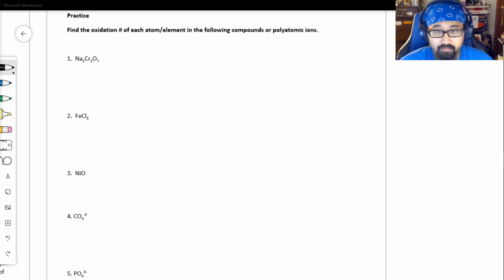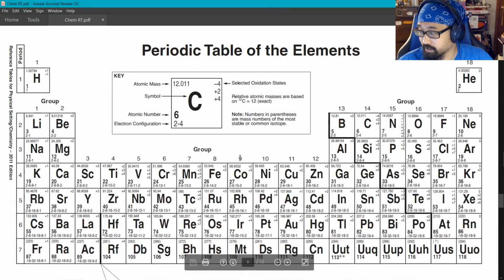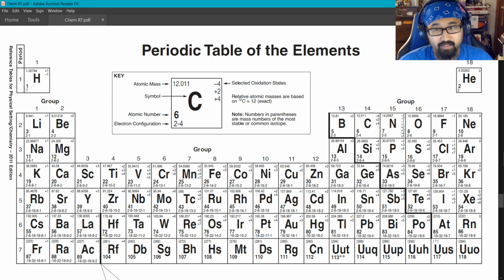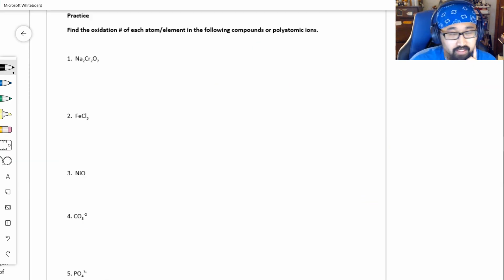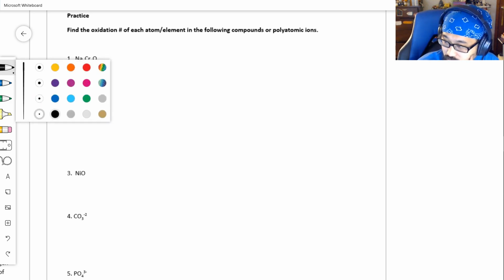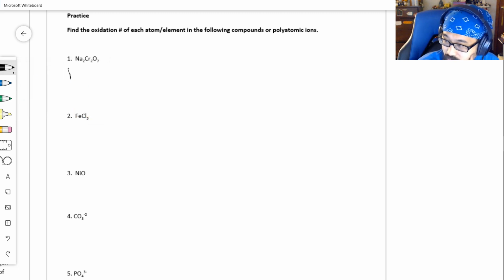Okay. So here I have a periodic table of the elements. We'll need this. So let's look at this. What's the oxidation state? Oh, that is not small enough. I guess I need the smallest one. I want the charge. What is the charge for Na? What is the charge for Cr? And what is the charge for O?